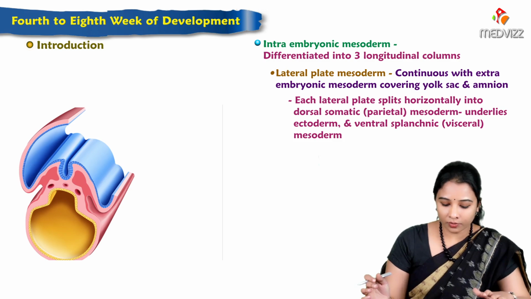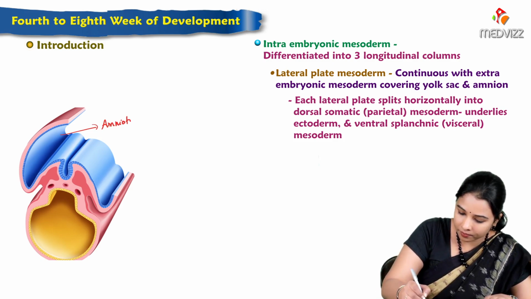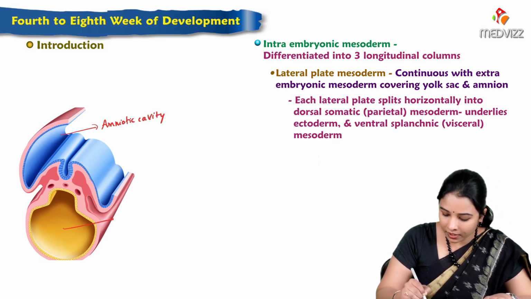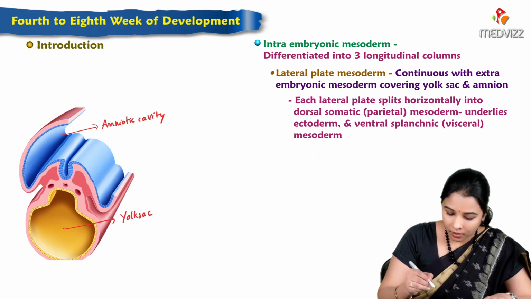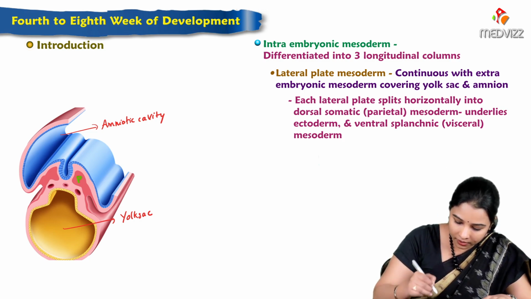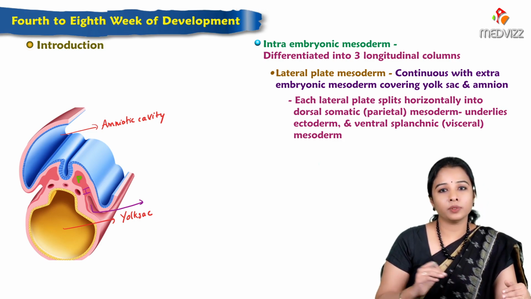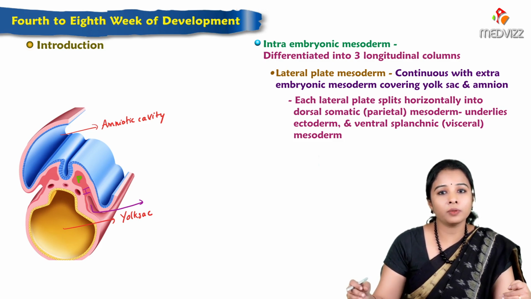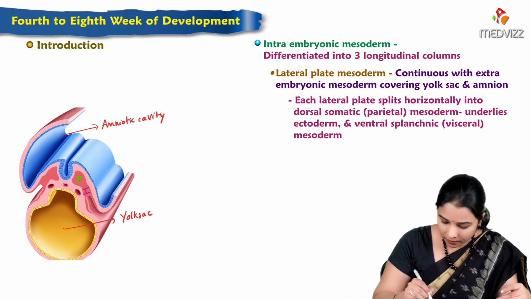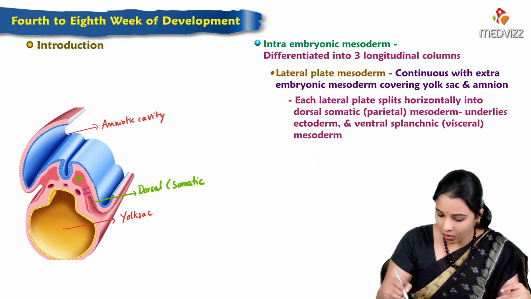So here is the cross-sectional view of the embryo. The blue lining is the amniotic cavity, and the cavity with yellow lining is the yolk sac cavity. And here we have got paraxial mesoderm, which forms somites. This is the paraxial mesoderm which forms somites, and here is the intermediate mesoderm. So here is the coelom present within the mesoderm, and the lateral plate further splits into dorsal somatic mesoderm, that is parietal mesoderm. Here is the dorsal one, somatic mesoderm or parietal mesoderm.